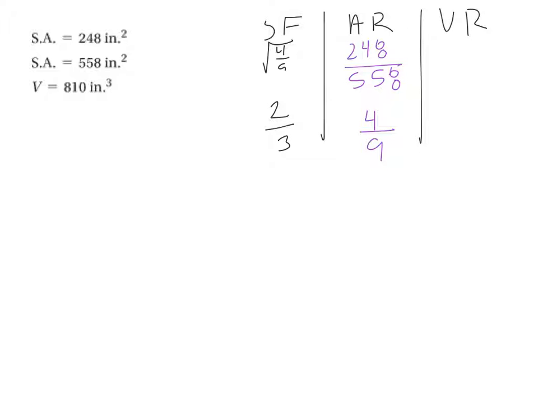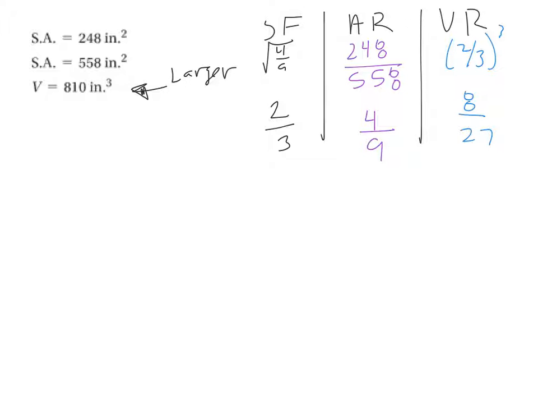Why am I doing this? I am looking for my volume. I'm given my two surface areas, and I want to figure out what my volume is. And I'm given the volume of the larger. I didn't actually write that in. So if I'm looking for volume, I need my volume ratio. So now I have my scale factor, and I take my scale factor, and I need to cube that, because I'm talking about volume. So scale factor 2/3 cubed would be 2 cubed is 8, 3 cubed is 27.